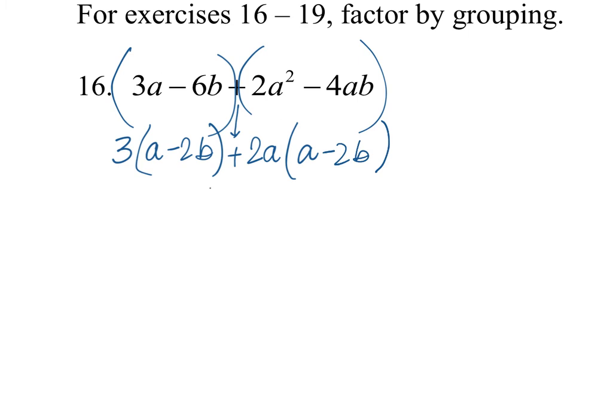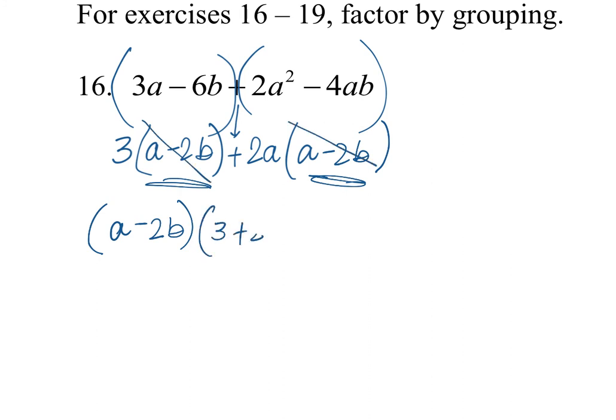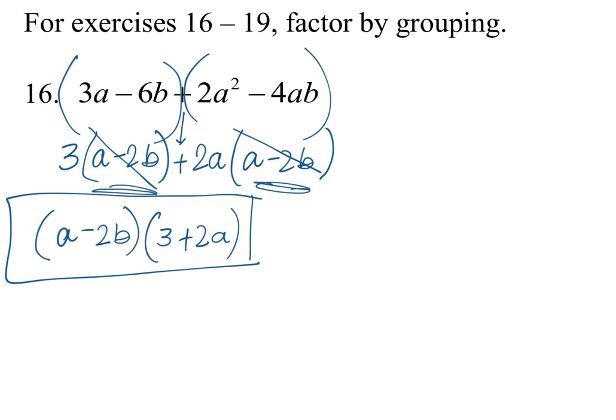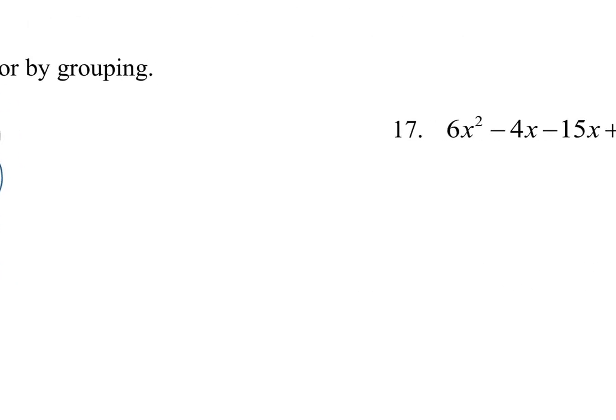Well, now that I kind of step back and am looking, notice that what we were left with on both sides is a minus 2b. So that could be a GCF, or that is the GCF. And if you factor that out, you're left with 3 plus 2a. 4-term polynomial factored using grouping.